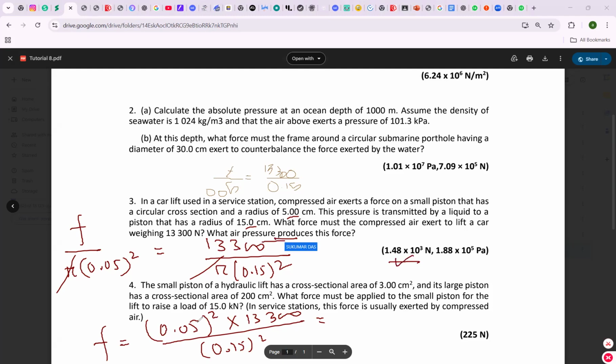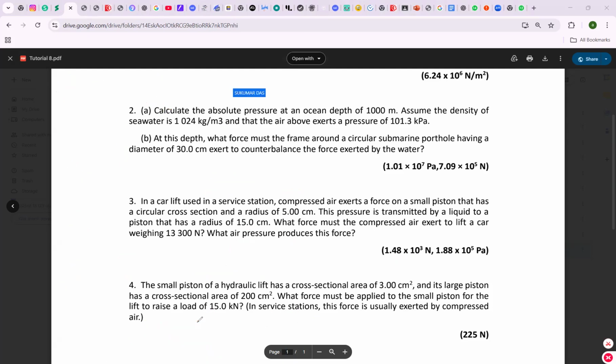Now, air pressure. Air pressure means you can just find out capital F by A, or you can find out small f by small a. That will give you air pressure. That's for the second bit. Oh, we need to find two things. Yes. So pressure is equal to capital F by capital A.